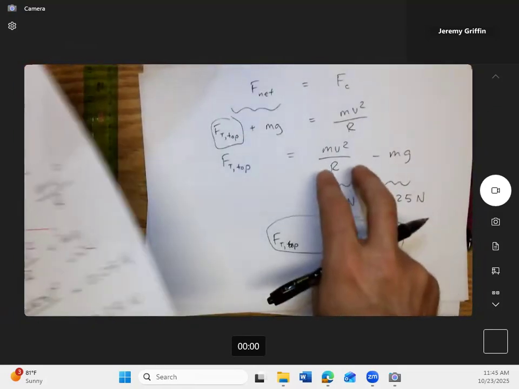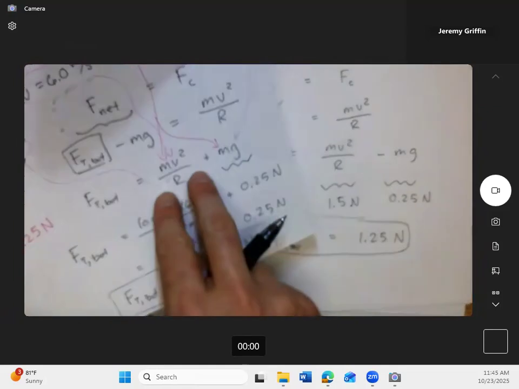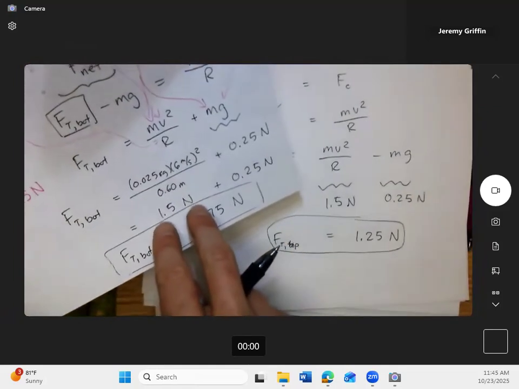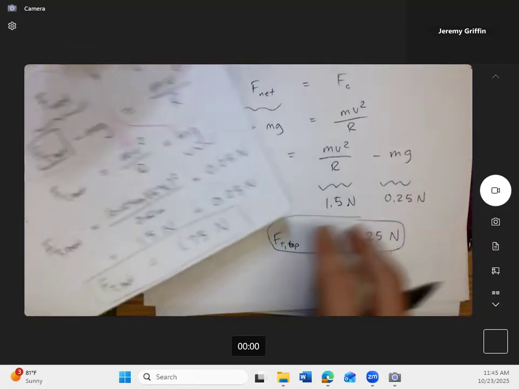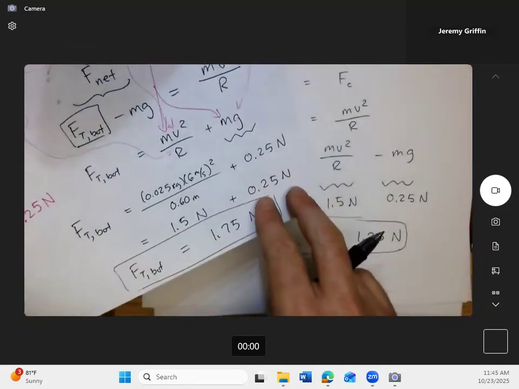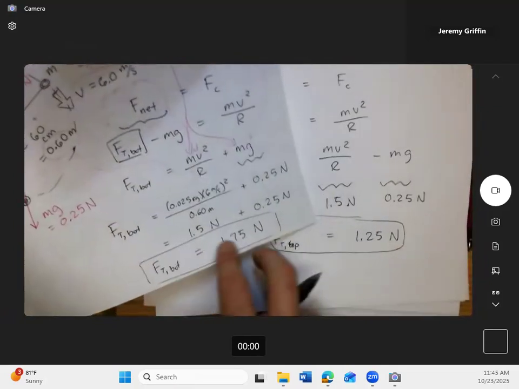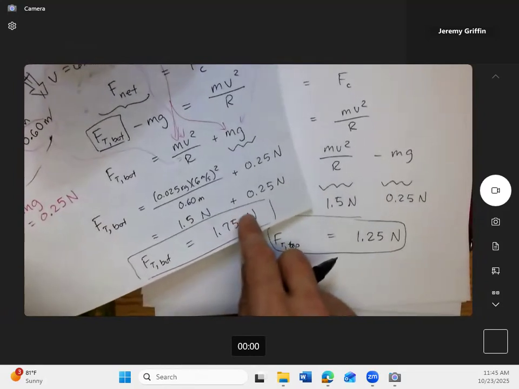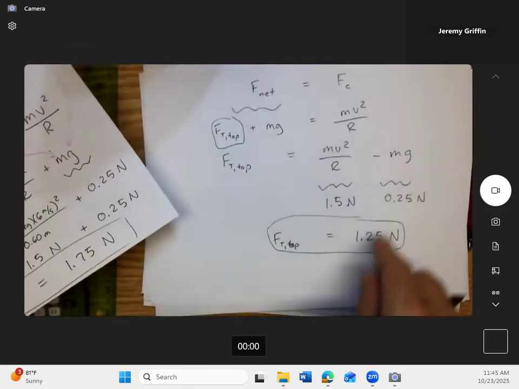Okay. And I know what mv squared over R is. I found it right here. It's 1.5 newtons. I know what mg is. I found it right here. 0.25 newtons. So at the bottom, it turned out that we had to eventually add those together, and at the top, it turns out that we eventually subtract those.